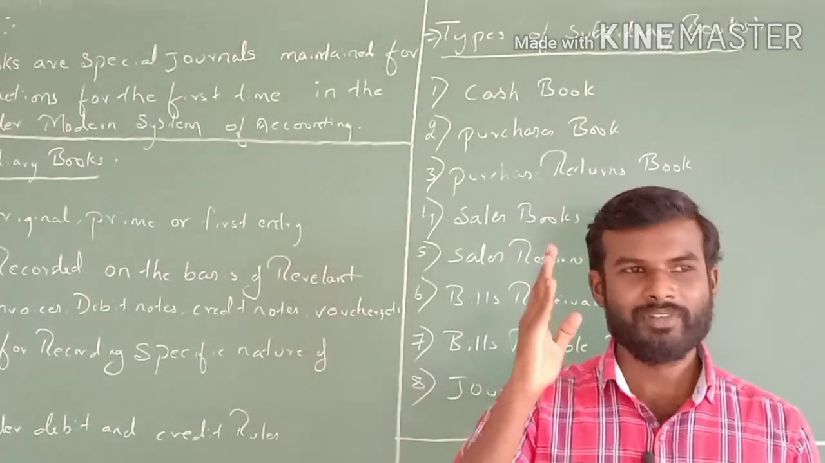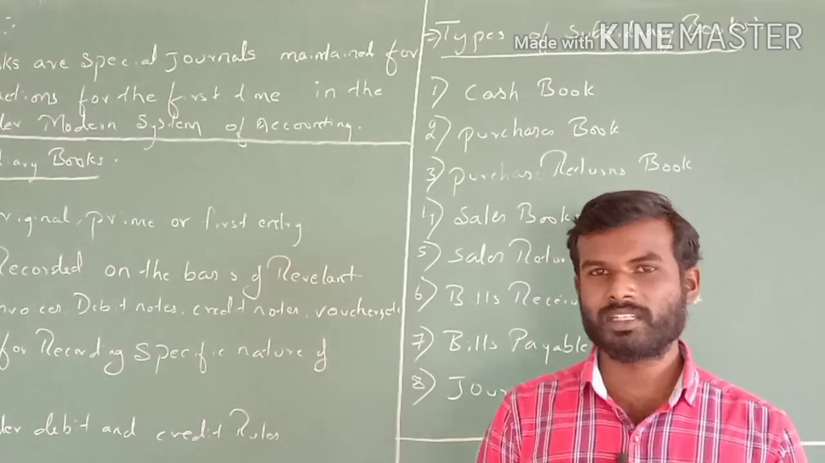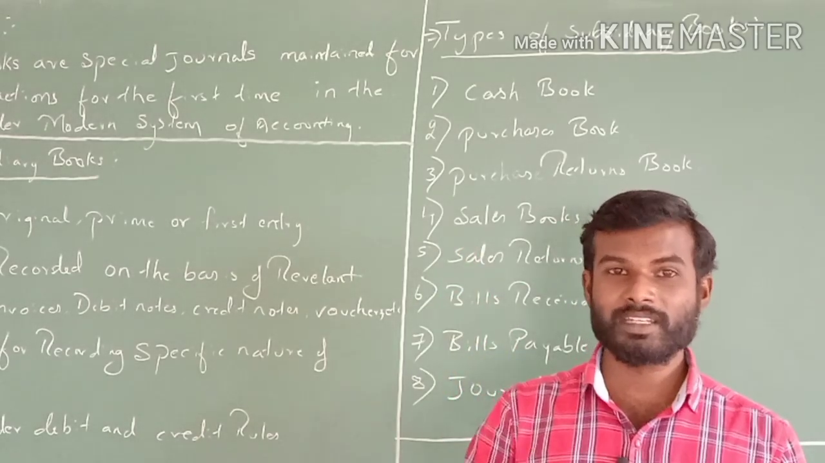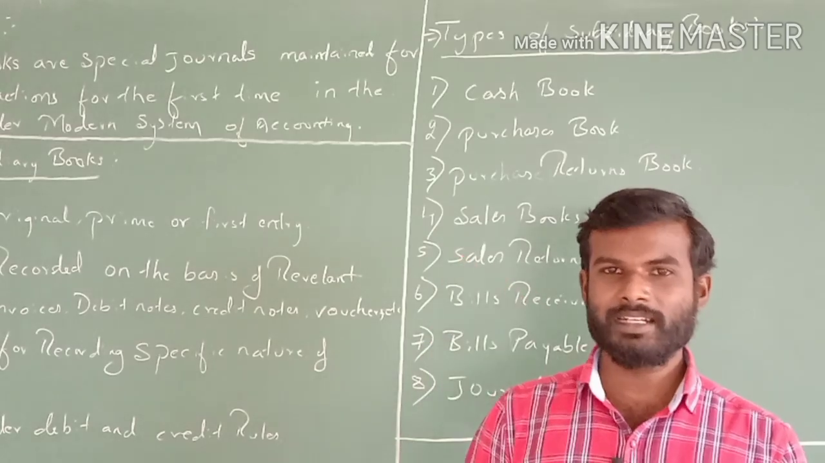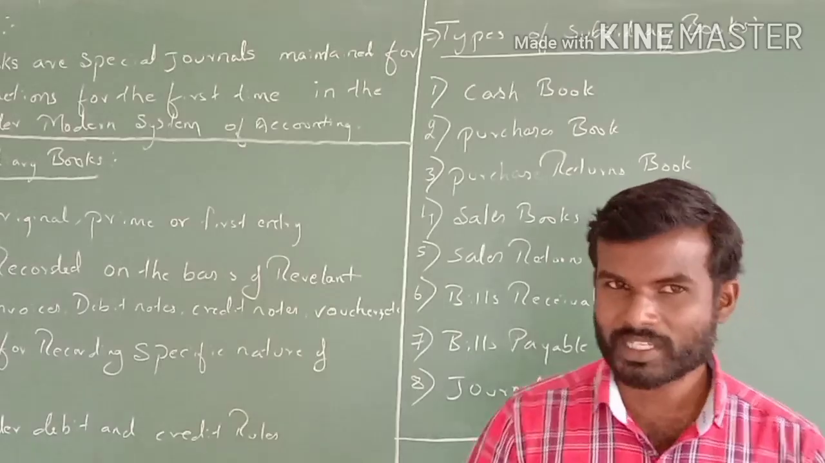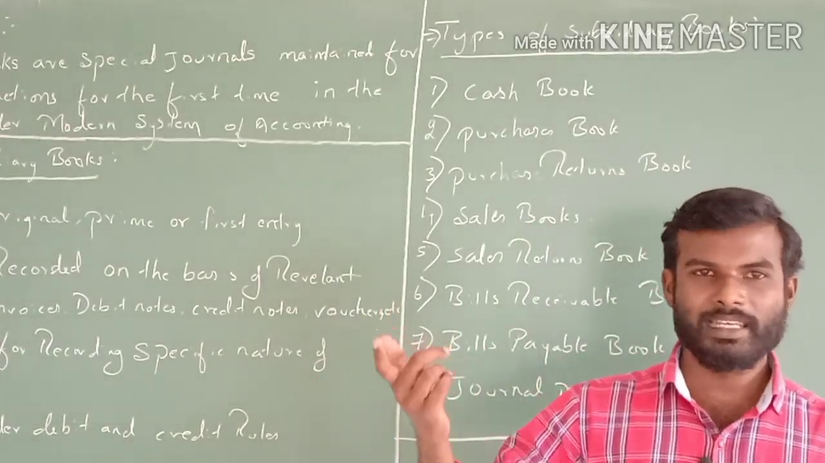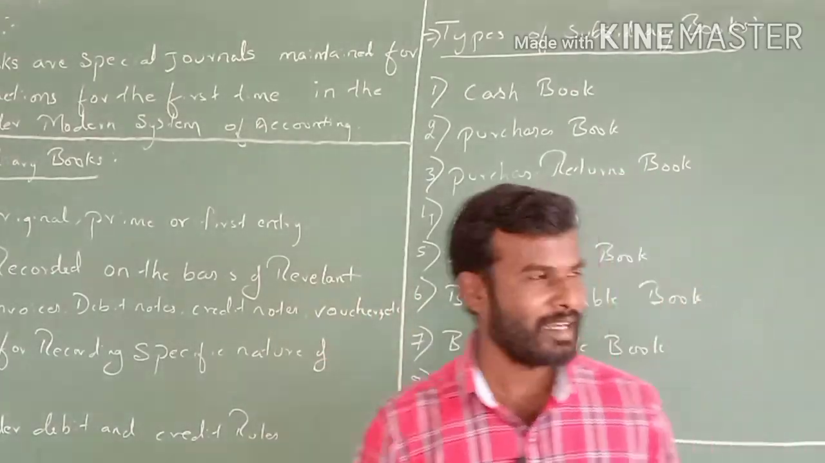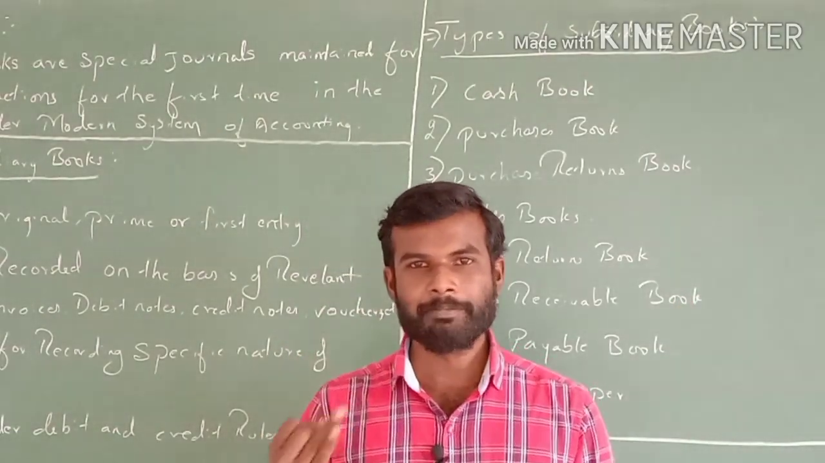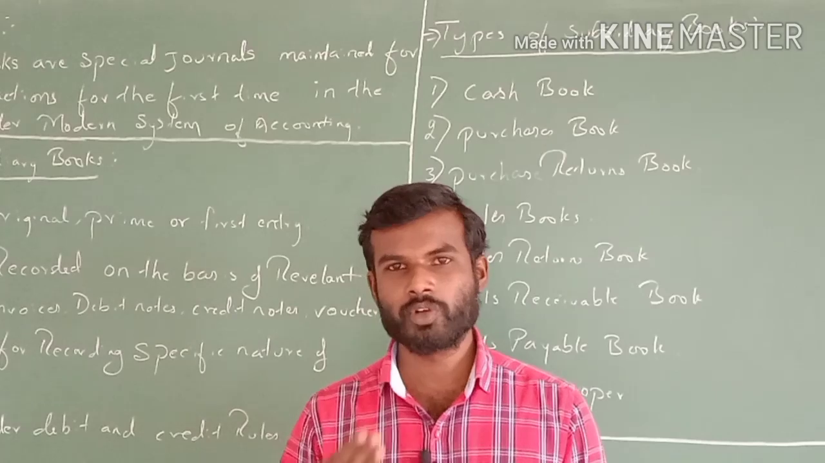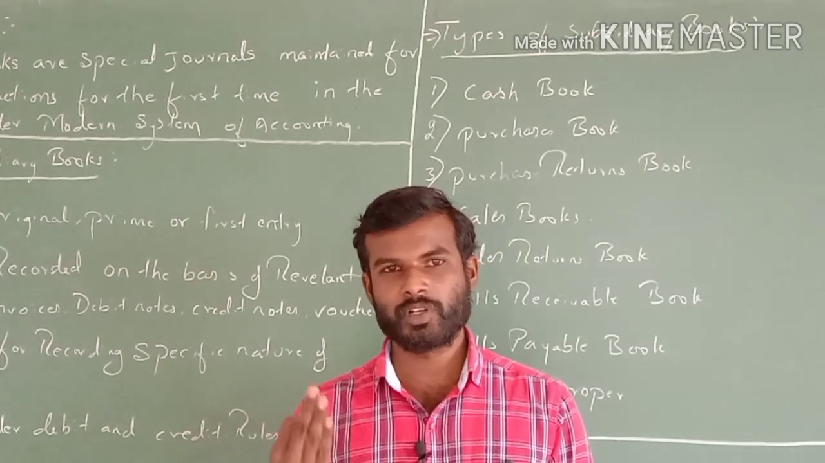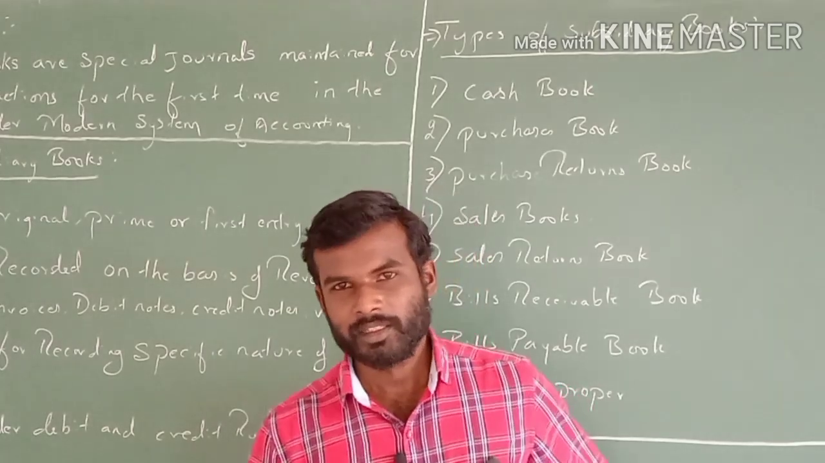Again, we have some features of the subsidiary books. The features are: original, prime or first entry, a documentary evidence should be there, specific nature of transaction should be maintained, there are no rules of debit and credit. At last we will be posting the transaction entries to the ledger. Similar transactions will be there. And coming to the next concept, the types of subsidiary books, we have cash book, purchase book, purchase returns book, sales returns book, bills receivable book, bills payable book, and the last is journal proper.